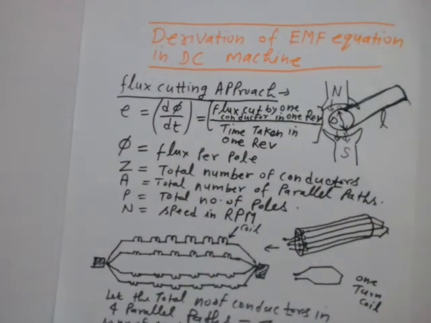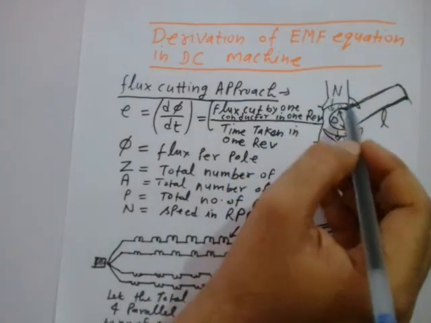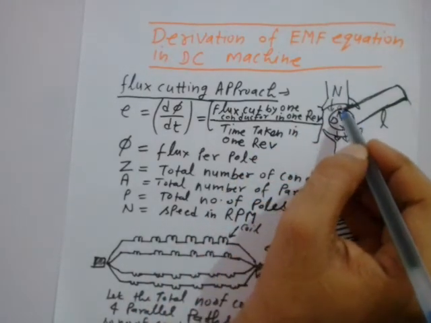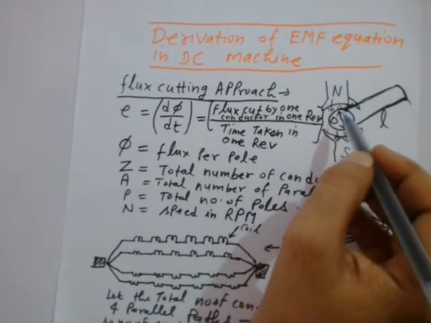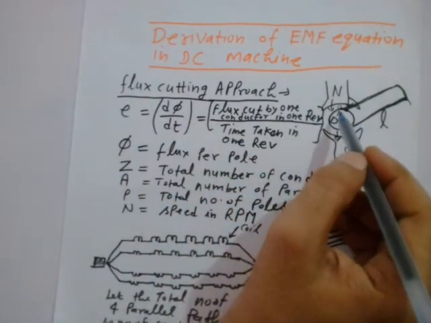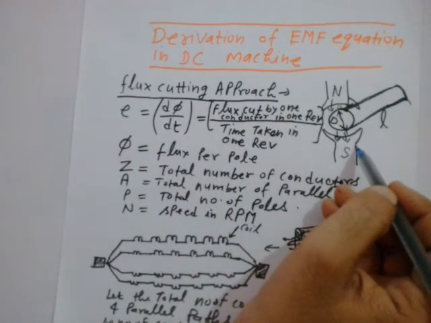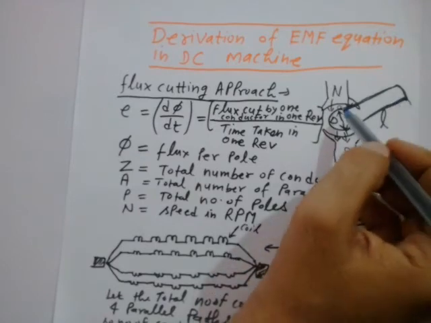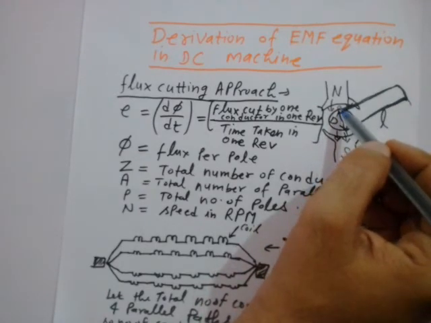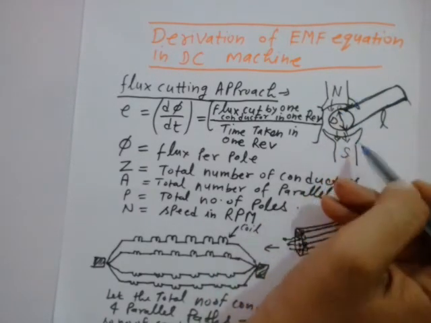Because this conductor, assume that this is a rotor conductor, it is rotating. So if this is a 2-pole DC machine, then I am asking what is the flux cut by one conductor in one revolution for a 2-pole DC machine.